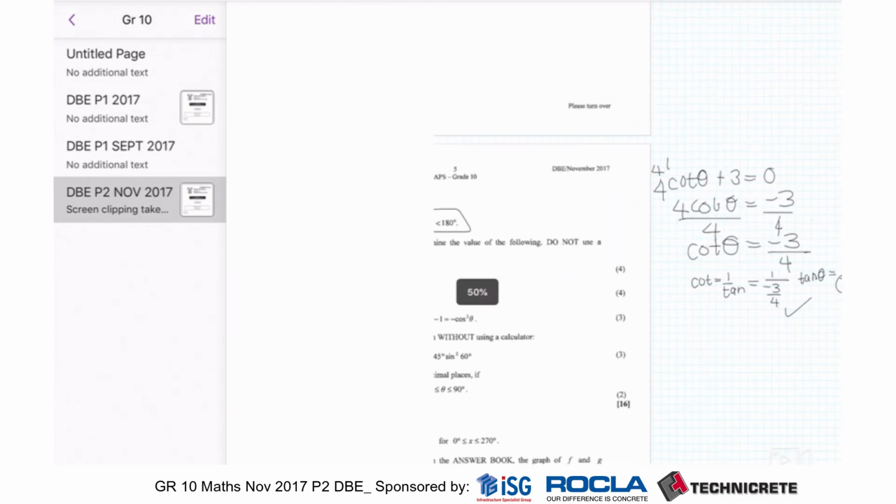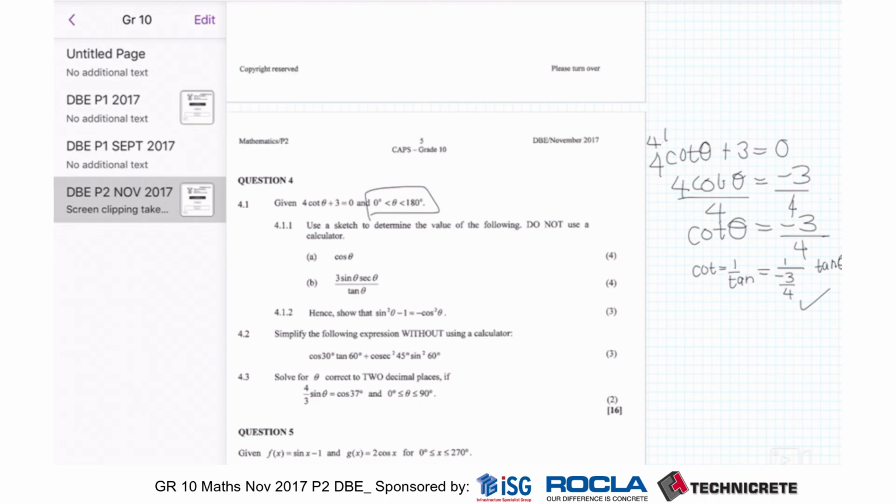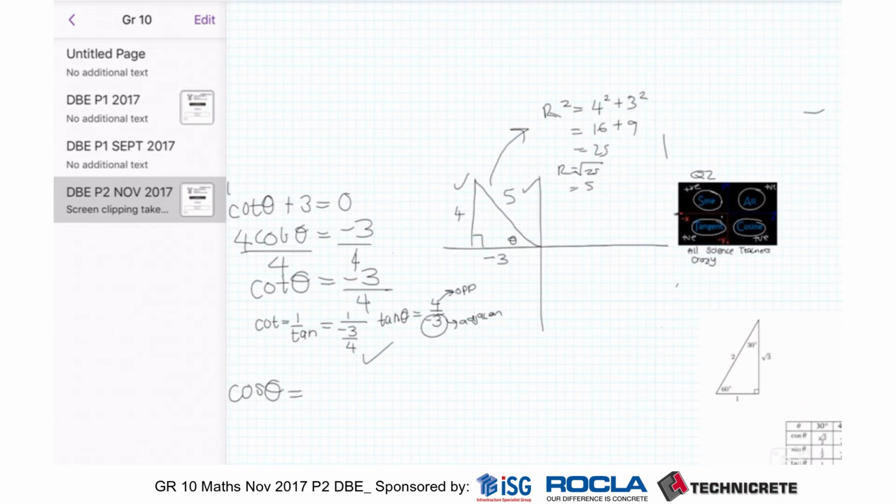But the question now is asking us: what is cos theta? So looking at my diagram, here is theta. Cos theta is adjacent over hypotenuse. Make sure you remember that the 3 is negative because of the quadrant. This is the negative side of the x. So it's negative 3 over 5.